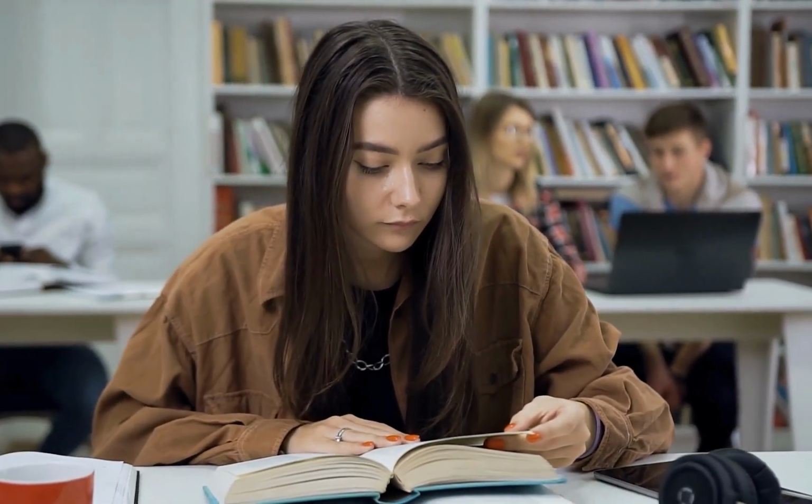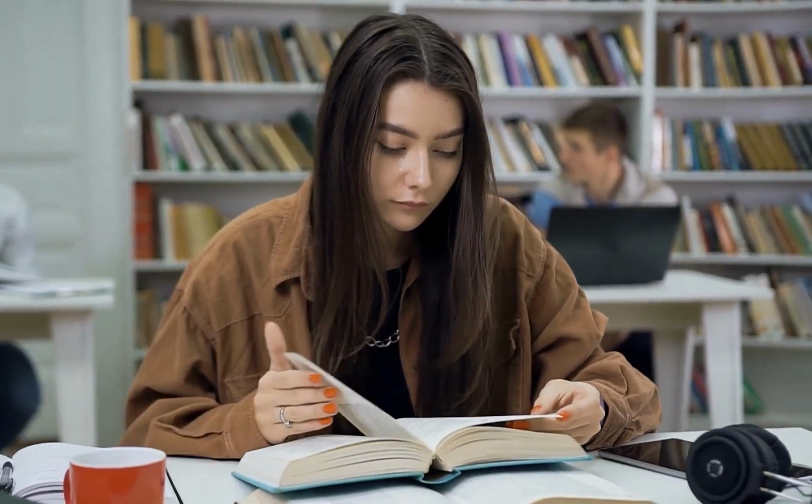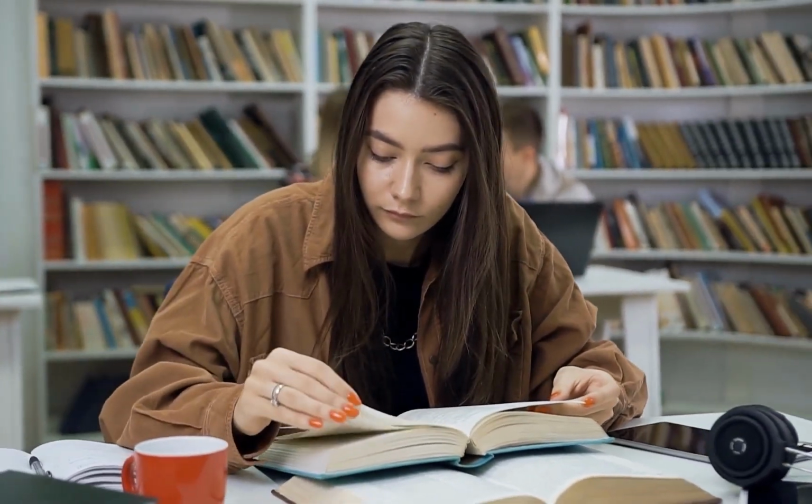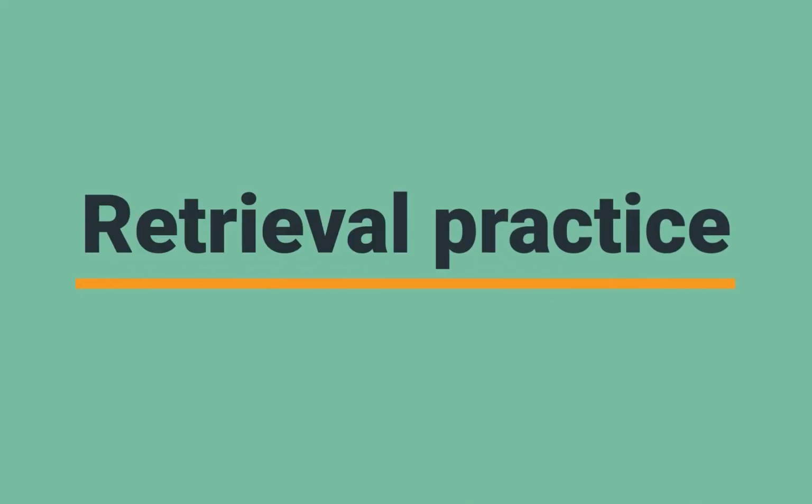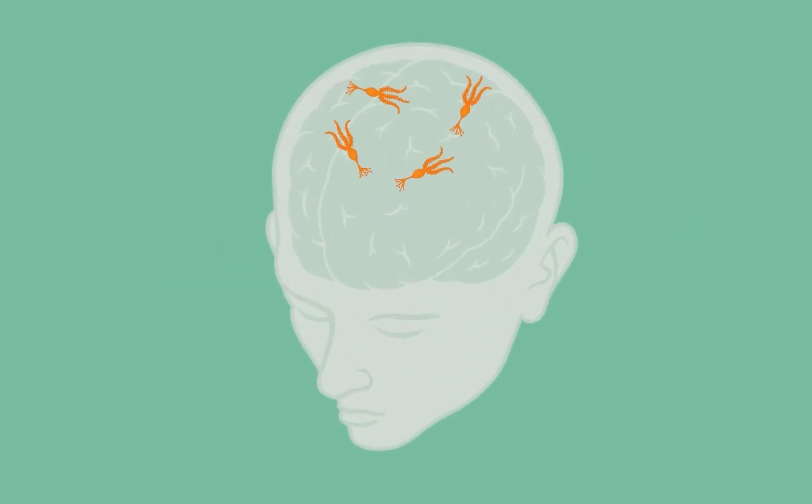When you're trying to learn, your tendency can be to reread what you're learning, or highlight, or underline. But the best way to learn involves an approach called retrieval practice. You may already know this term, but to better explain it, let's back up a moment to see what happens in your brain when you're learning.